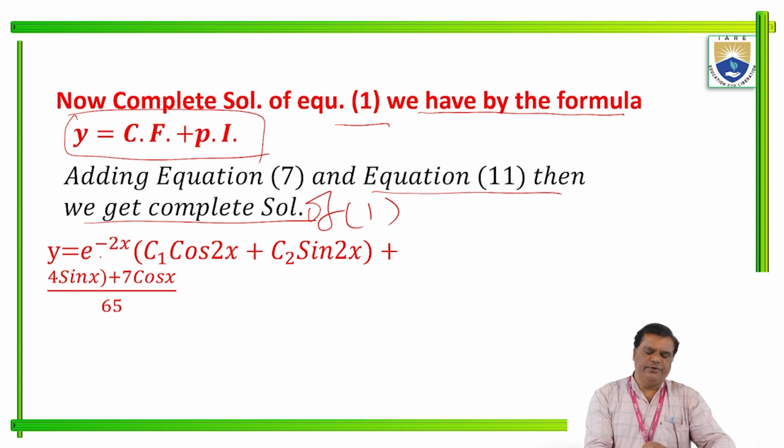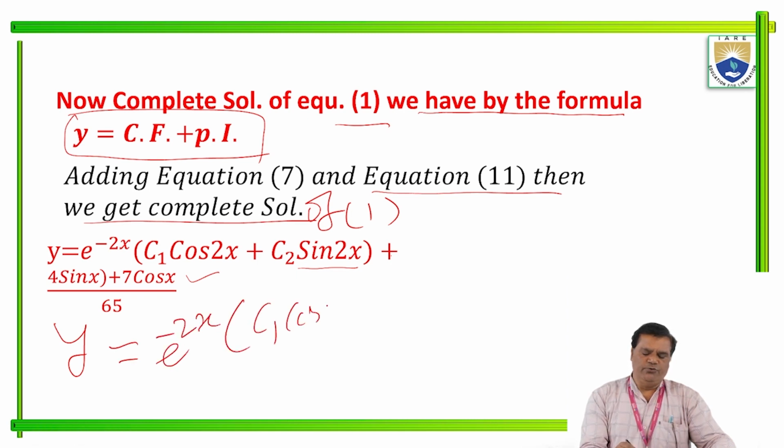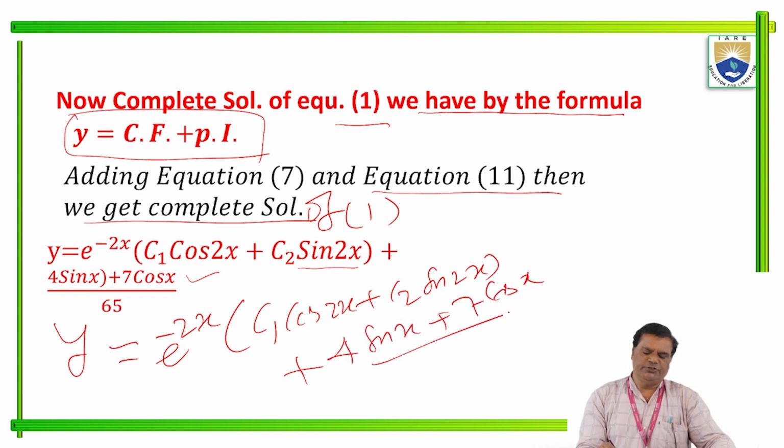So y is equal to the complete CF, e to the power minus 2x, (C1 cos 2x plus C2 sin 2x), and plus (4 sin x plus 7 cos x) upon 65. This is the complete answer.